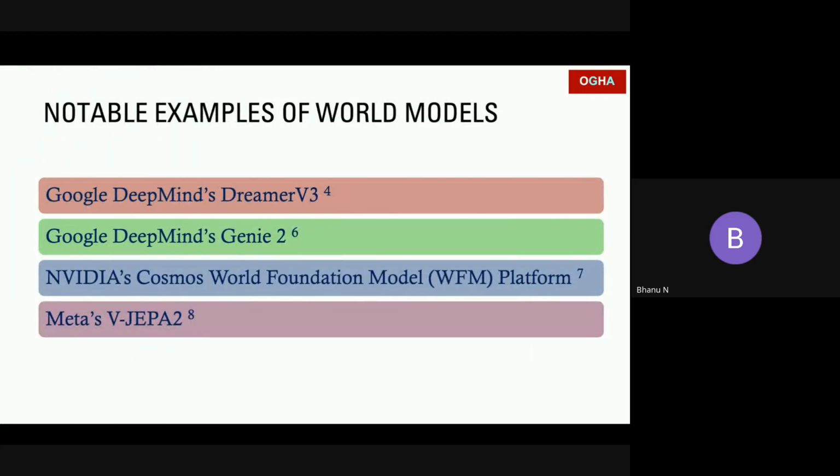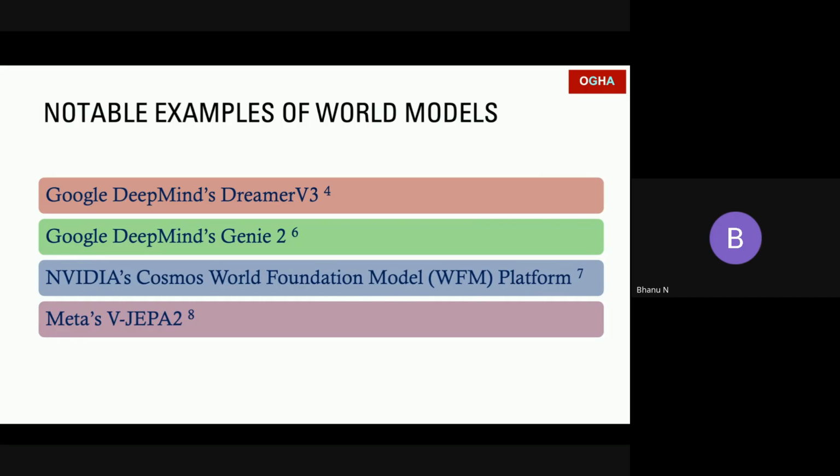Okay. With that, let's look at some real world, notable examples of these world models. They already exist. Google, as you can guess, NVIDIA, and Meta have been first off the bat to come up with these models. DeepMind has been ahead of it. They came up with Dreamer V2 and then V3, and then they also have Genie 2 as a kind of foundational model.